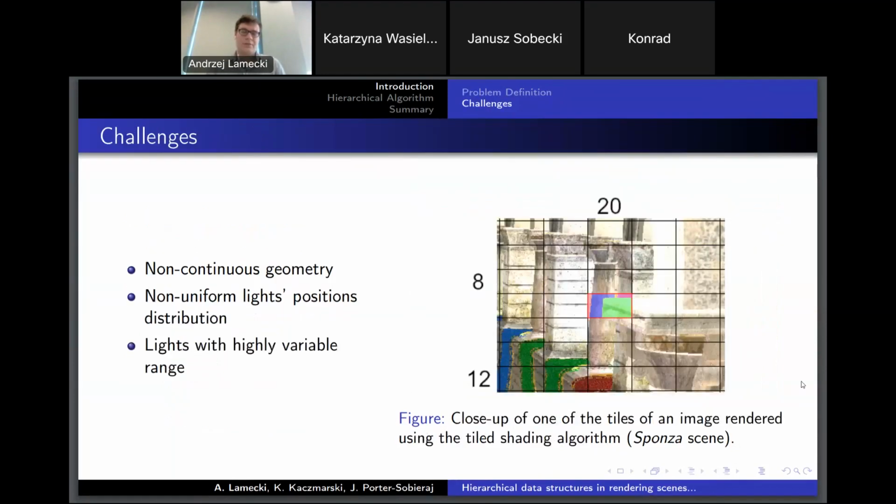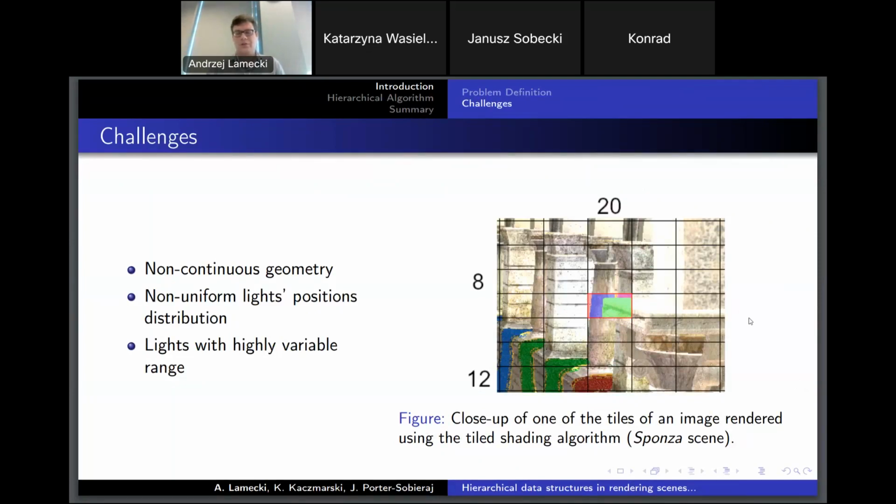The problem of rendering scenes with many lights comes with many challenges. The main one is non-continuous geometry in cells. In the picture on the right side, we can see a close-up on one of the tiles from the previous image, the one highlighted in red. In this tile, we can see 5 objects, each in a different distance from the camera. Each one is highlighted in a different color.